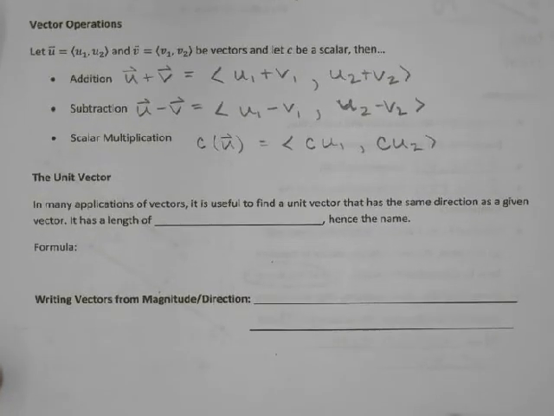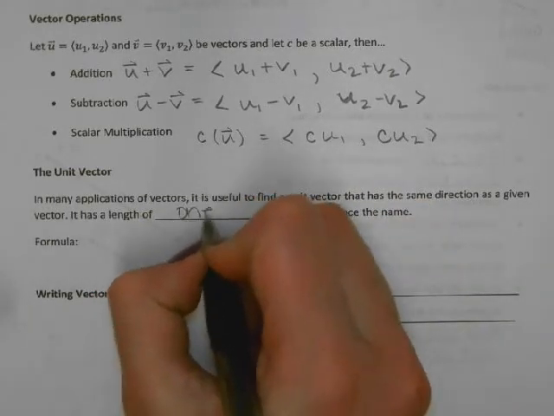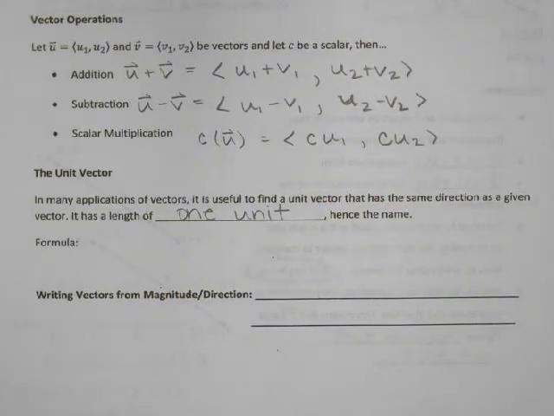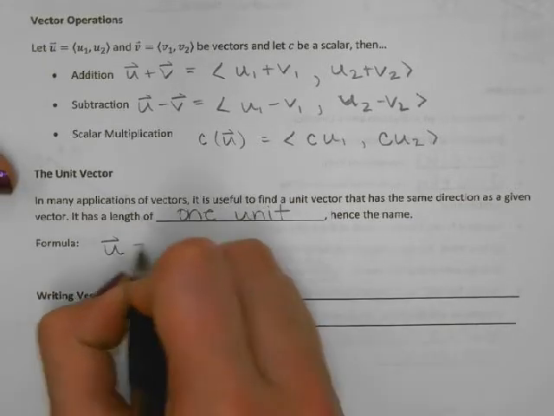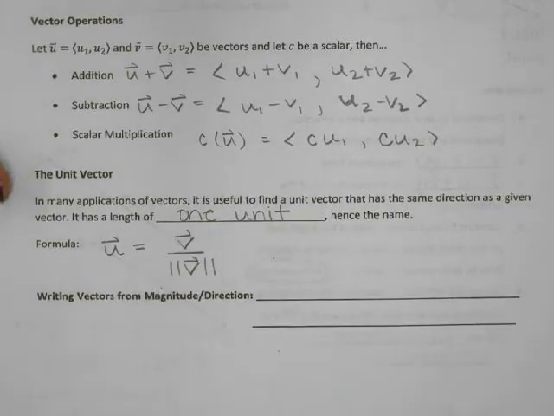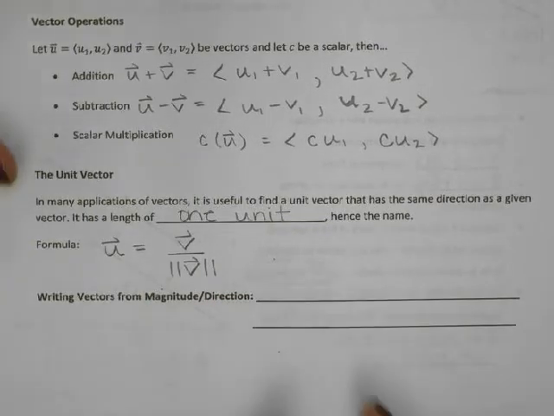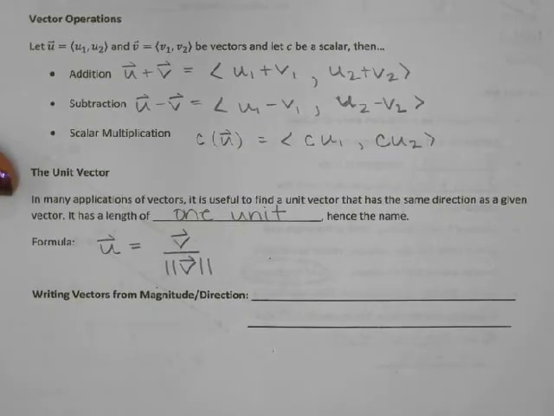All right, for a unit vector, in many applications of vectors, it's useful to find a unit vector that has the same direction as a given vector. So it makes the same angle with the positive x-axis. Because it's a unit vector, it has a length of 1 unit, which is why it's given the name unit vector. So the formula to find a unit vector is you're going to say u is the original vector divided by its magnitude. And the original vector, remember, is written as the horizontal component and the vertical component. So you're going to have 2 different numbers here that you're dividing by the magnitude.